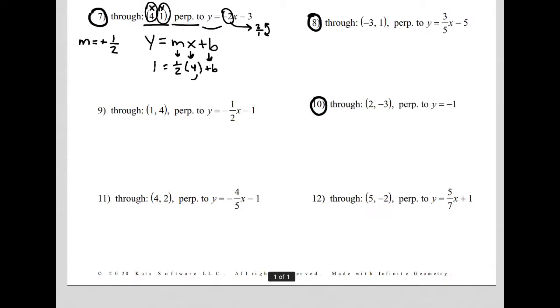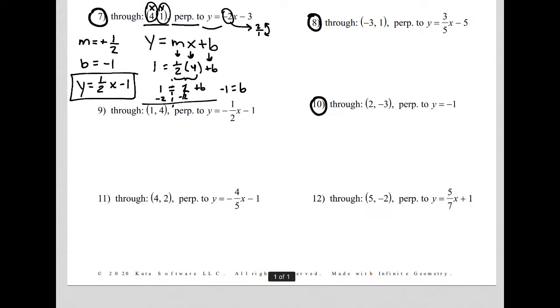So now when we simplify, we get 2 there. And we're just bringing everything down, and we're going to go ahead and subtract 2 from both sides. So doing that gives us b equals negative 1. And since b is equal to negative 1, our equation is y equals positive 1/2 x minus 1.